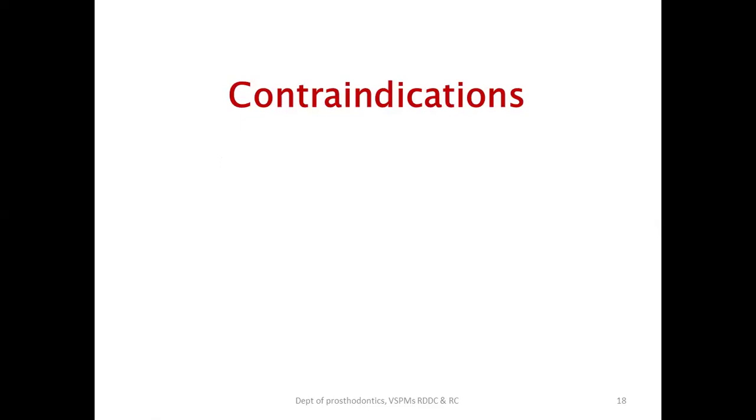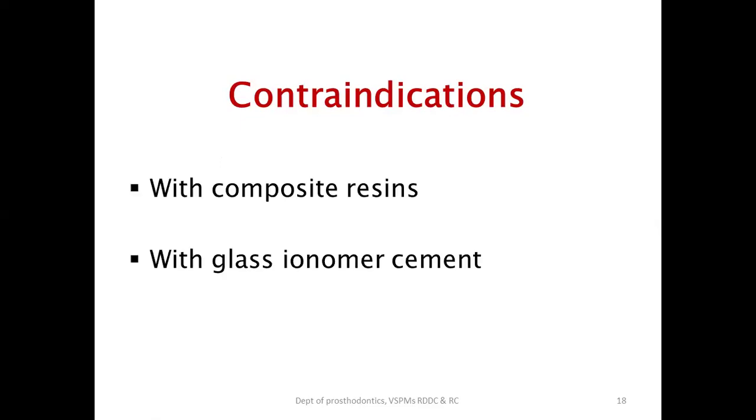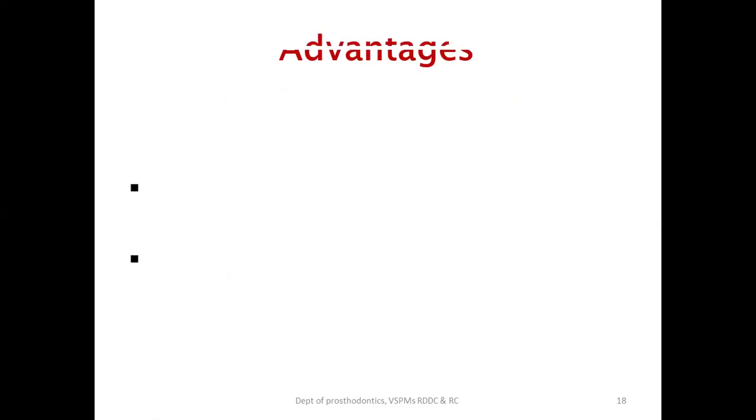Now, what are the contraindications of this cement? It cannot be used under composite restoration because it prevents the curing of the composite, and also it affects the bonding of the composite with the tooth, or of the bonding agents with the tooth. It affects the micromechanical bonding of the composite resin with the tooth structure. In the same way, it cannot be used under glass ionomer cement because the leached eugenol into the dentine can diffuse and cause discoloration of the glass ionomer cement.